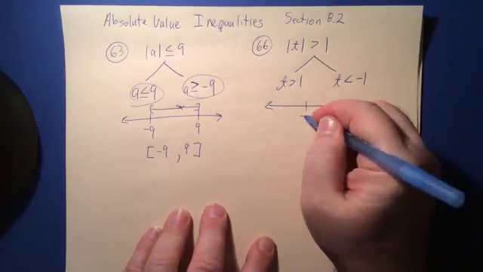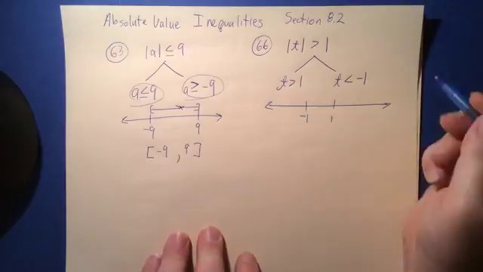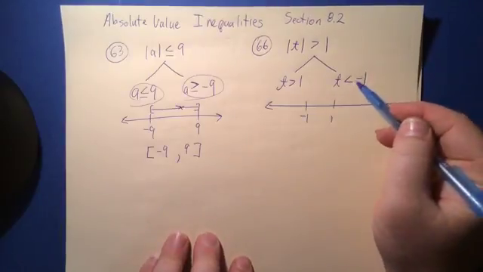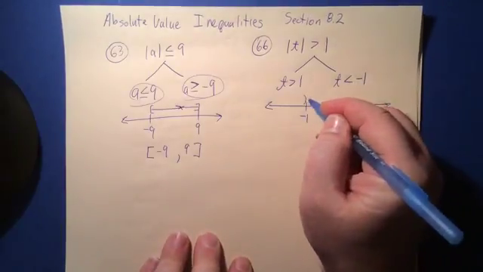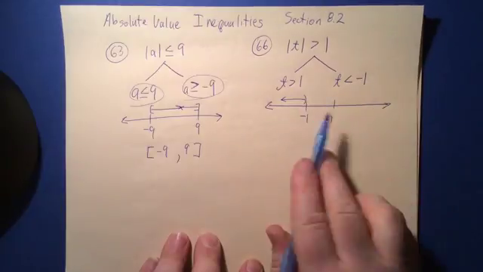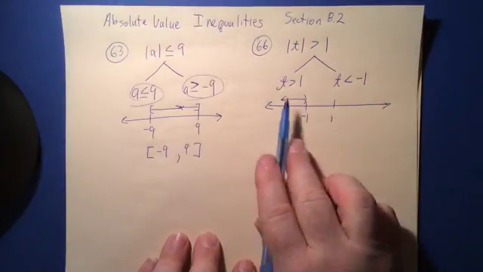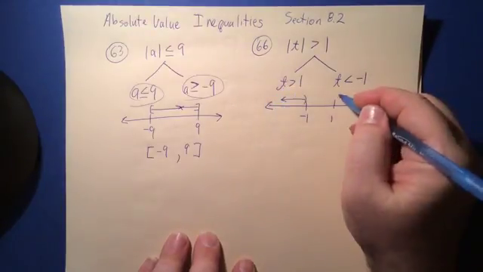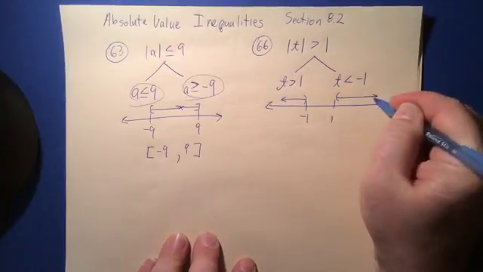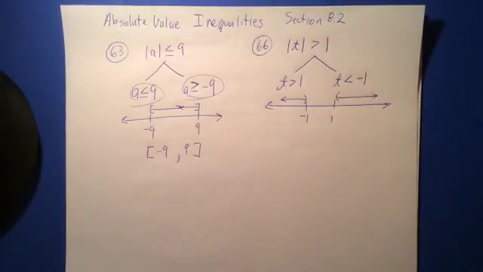So if I put negative 1 here and 1 here, for t to be less than negative 1, that means it has to be an arrow going to the left with a parenthesis here. For t greater than 1, it has to be a parenthesis going this way. So you see we have the arrows going in opposite directions, unlike the first example that we showed.